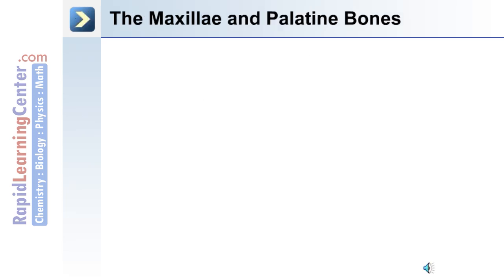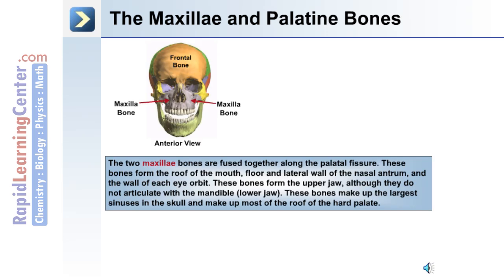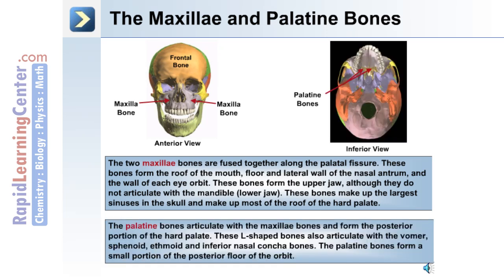The next facial bones we'll discuss are the maxilla and palatine bones. The 2 maxilla bones are visible in this anterior view of the skull. These are fused together along the palatal fissure, and they form the roof of the mouth, the floor and lateral wall of the nasal antrum, and the wall of each eye orbit. The maxilla bones form the upper jaw, although they do not articulate with the mandible, the lower jaw. These bones make up the largest sinuses in the skull and most of the roof of the hard palate.